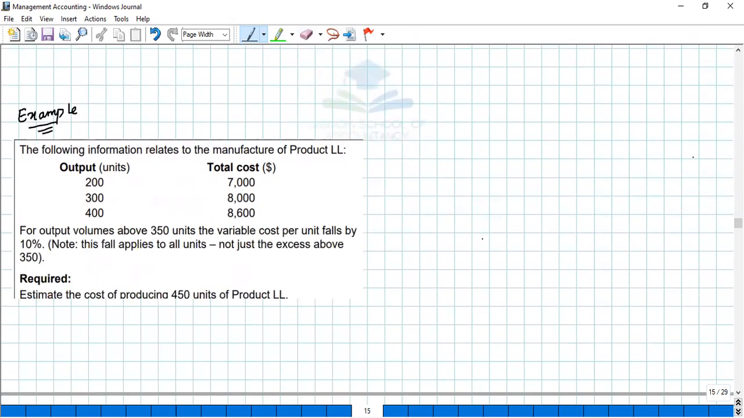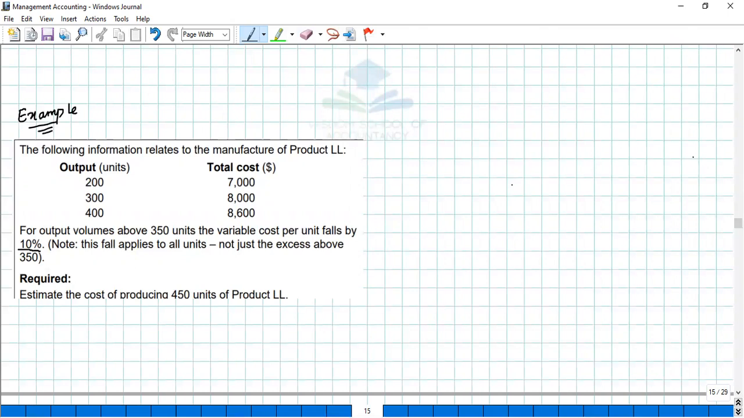Now here's a question in front of you. You can see three levels of activity and the cost at the relevant activity levels. For output volume above 350 units, when your output exceeds 350 units, variable cost per unit falls by 10%. This fall applies to all units, not just the excess above 350. It means that after 350 units, when your activity level exceeds 350, for all of the units the variable cost per unit will fall by 10%. It's not like if the level of activity is 400, then only the 50 units above 350 will have a fall of 10%. No, all of them will fall.